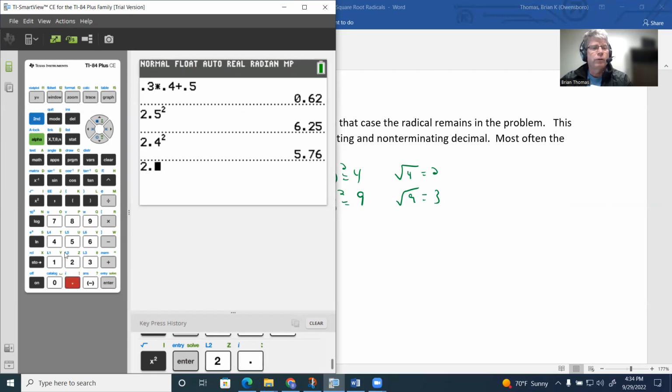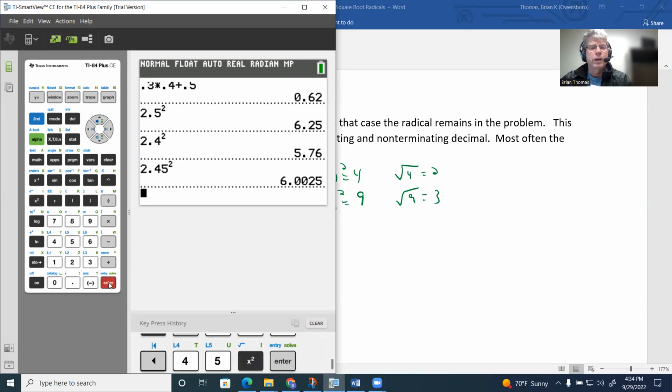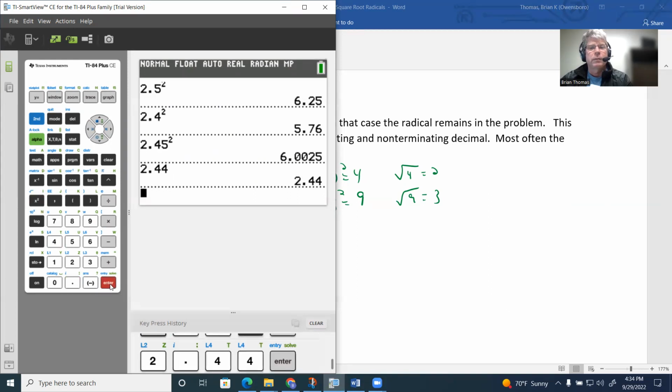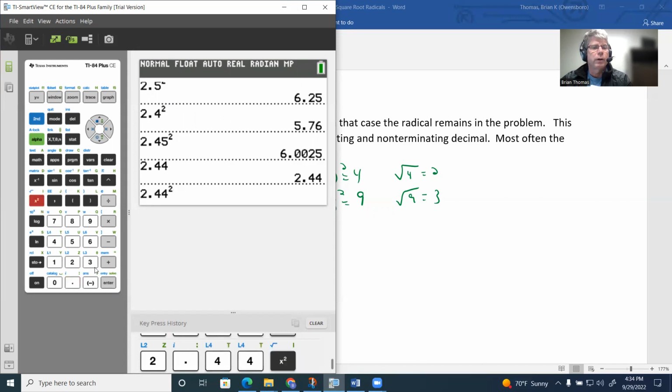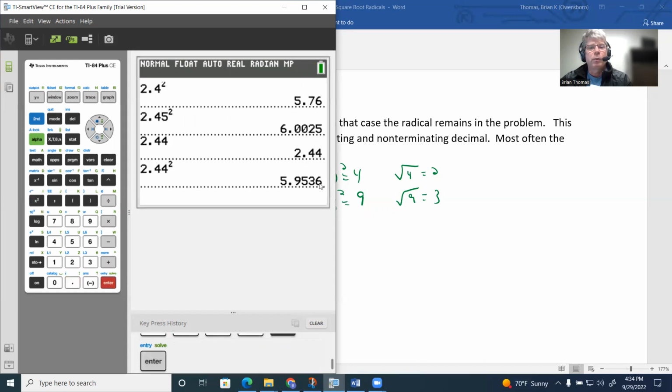So if I do 2.45, try it again, 2.45. If I square that, that gives me 6.0025. That's pretty darn close. But let's try 2.44. 2.44 squared gives me 5.9536. So that's a little bit off. So the answer's got to be between 2.45 and 2.44.